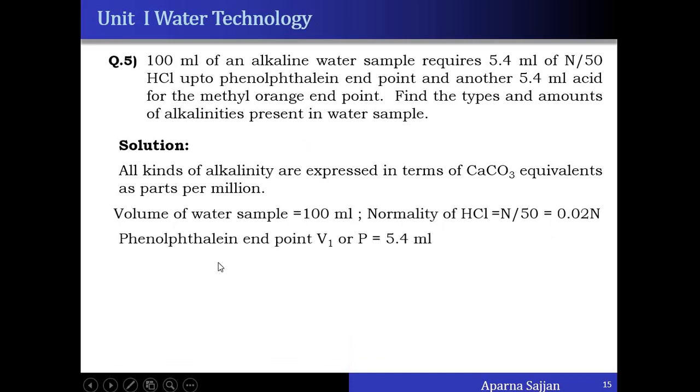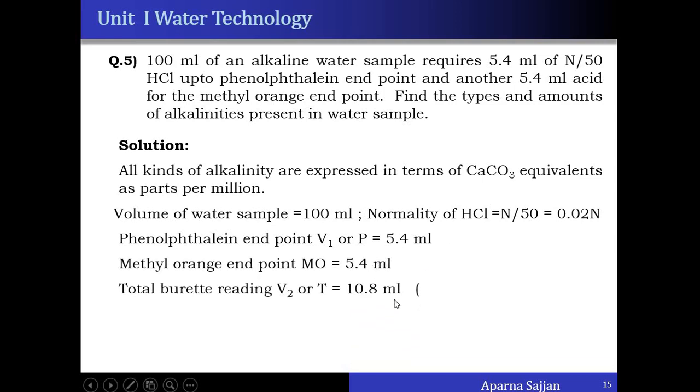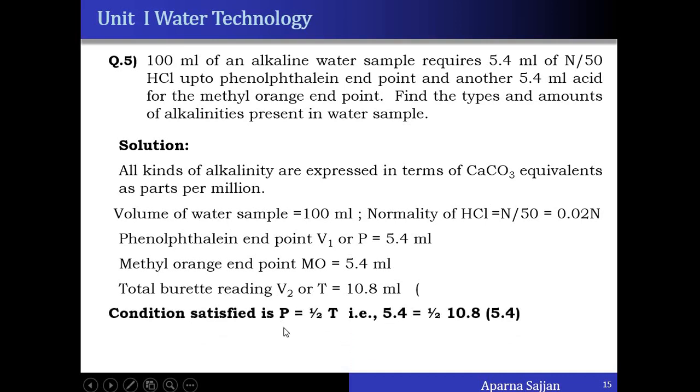So write down the given values. Phenolphthalein and methyl orange both are 5.4. Total endpoint will be 10.8, 5.4 plus 5.4. The condition satisfied is P is equal to half of total. 5.4 is equal to half of 10.8. Therefore, water sample will contain only carbonate alkalinity.